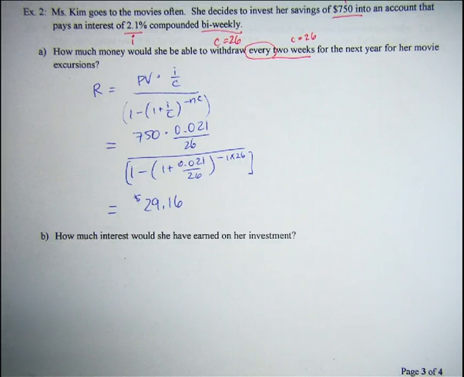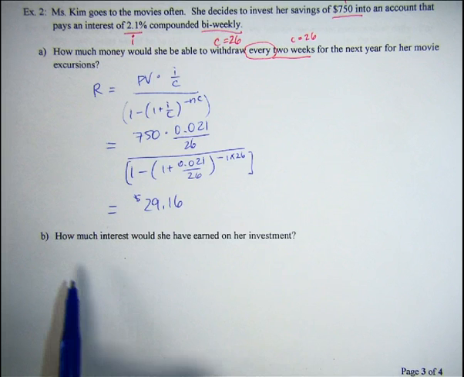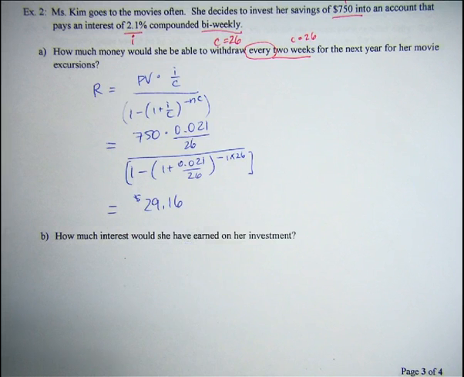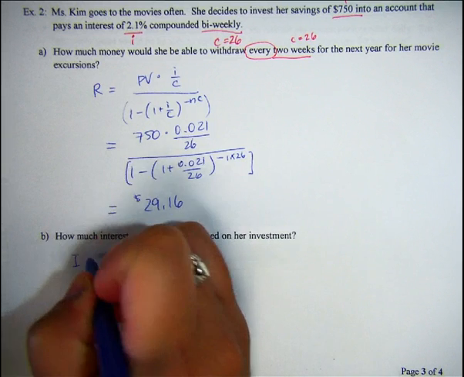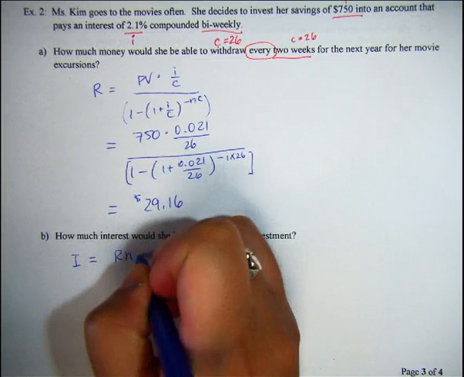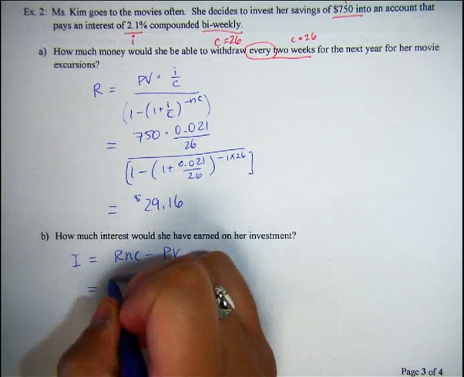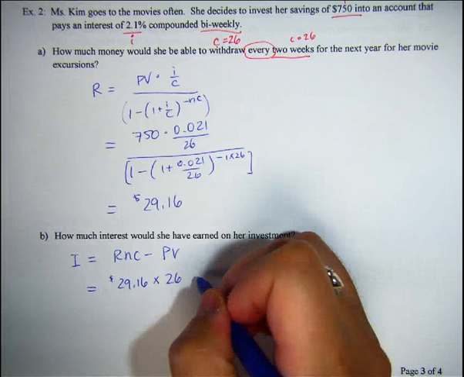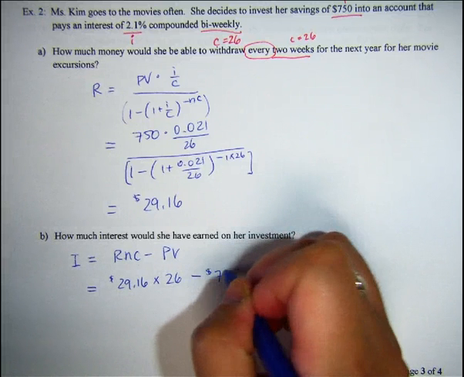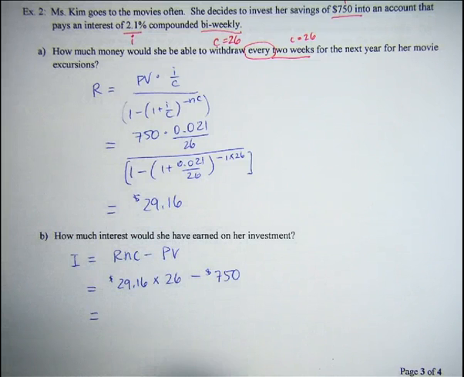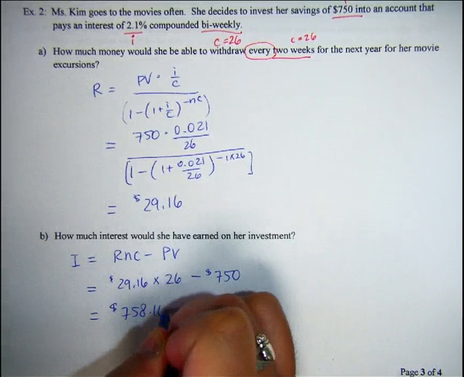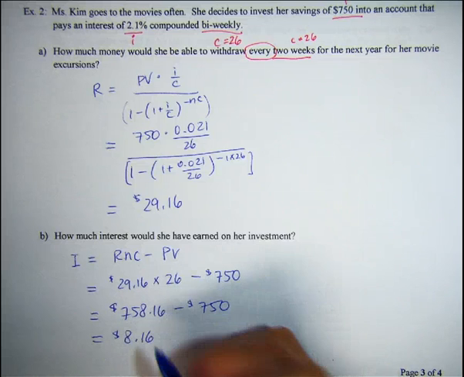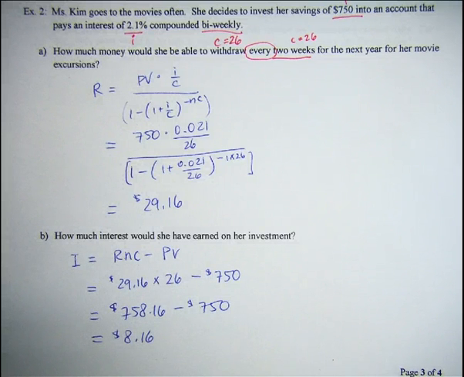Just to finish off the second example on page 3, how much interest would I have earned on my investment? So I get $29.16 every 2 weeks for 1 year. So interest earned, I can calculate as RNC minus the present value. So $29.16 times 26 times for 1 year minus the original investment of $750. $758.16 minus $750. So I earned a whopping $8.16. But hey, free money is free money.